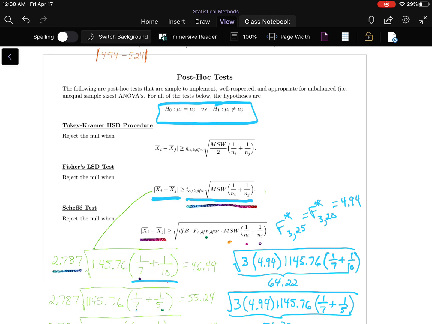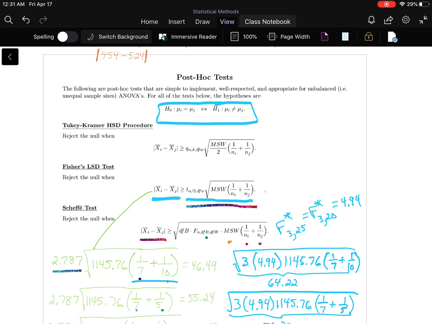On this sheet, which is the last sheet of your L13 handout, there's 3 formulas for 3 different types of post-hoc tests. I'm only going to teach the second and third one, the Fisher's LSD test, which is least significant difference, and the Scheffé test. The first one's a good one, but for the sake of time, I don't want to introduce a new statistic, which is this Q statistic. So you're already familiar with t used in the LSD test, and you're familiar with F, which is used in the Scheffé test. So those are the 2 I'm going to focus on.